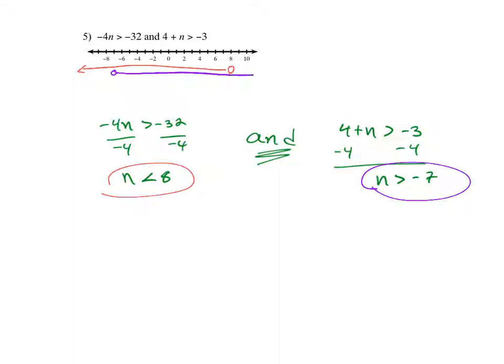-7, right? But because I have an and right there, this is very important. Why? This and right here is very important because the number has to be greater than -7, but it has to also be less than 8. So that means that my solution is where these two spaces intersect each other, right? So it's going to be between those two.